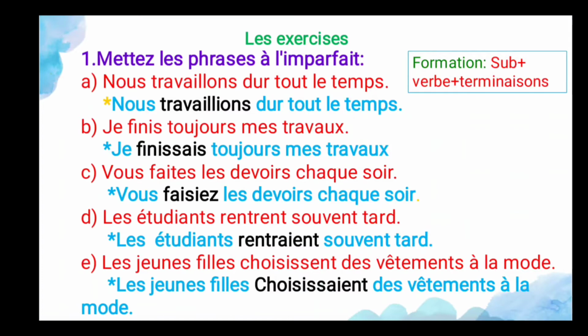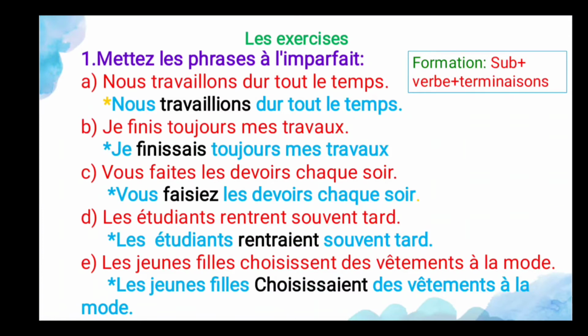And next, les étudiants rentrent souvent tard. It means what? Students often return late. So here the verb is what? Rentrer verb, to return. So nous conjugation is what? Rentrons, that is remove ons and add the endings for les étudiants. It refers to the subject ils, so you have to add the endings aient. So les étudiants rentraient souvent tard. Students often came home late.